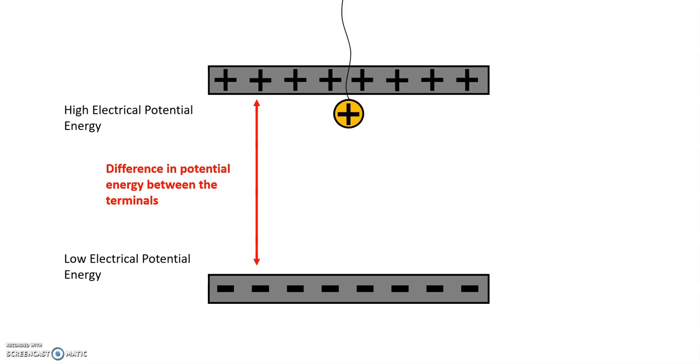It's the difference in energy that happens when the ball moves from the high potential to the low potential when it has a charge of 1 coulomb.